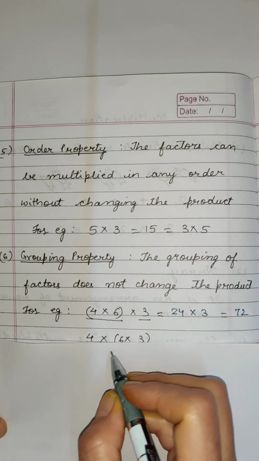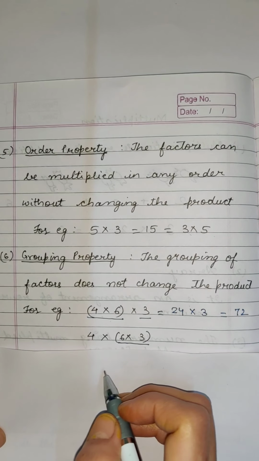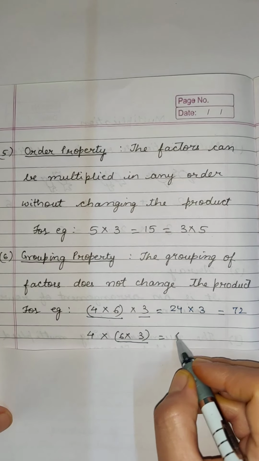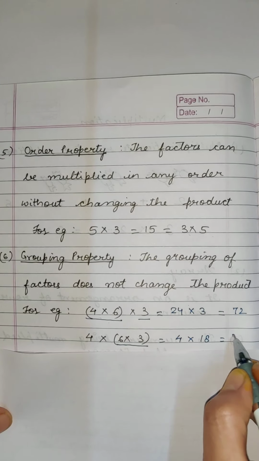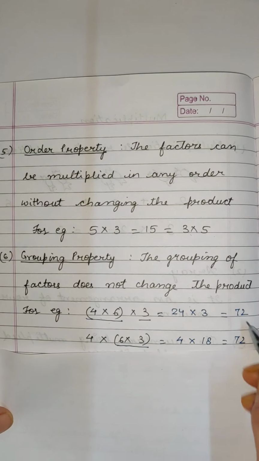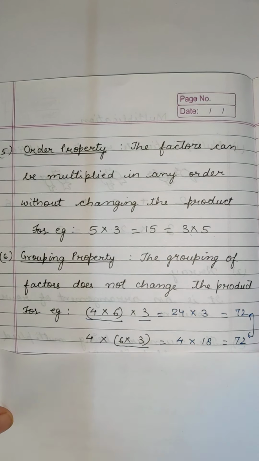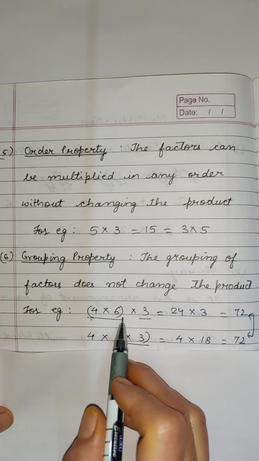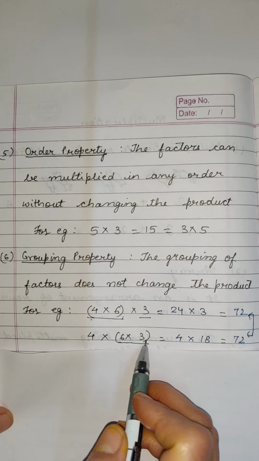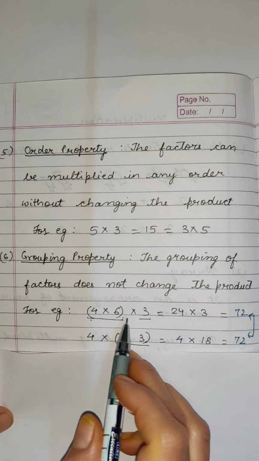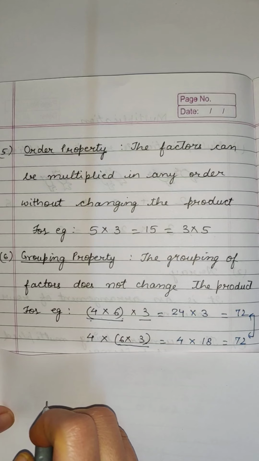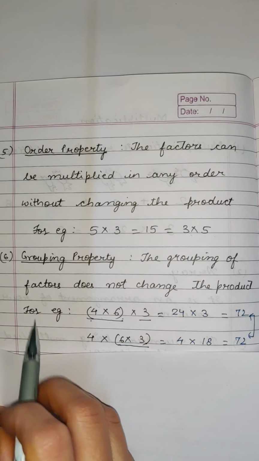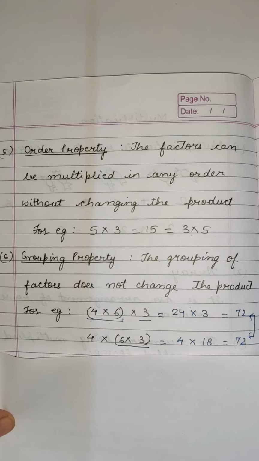Now even if you multiply 6 and 3 first, so you will get 4 will come as it is and 6 3s are 18 and the product is 72. So observe that the product is the same whether you multiply 4 and 6 first or 6 and 3 first. Even you can multiply 4 and 3 first and then multiply by 6. So this is called the grouping property of the factors.